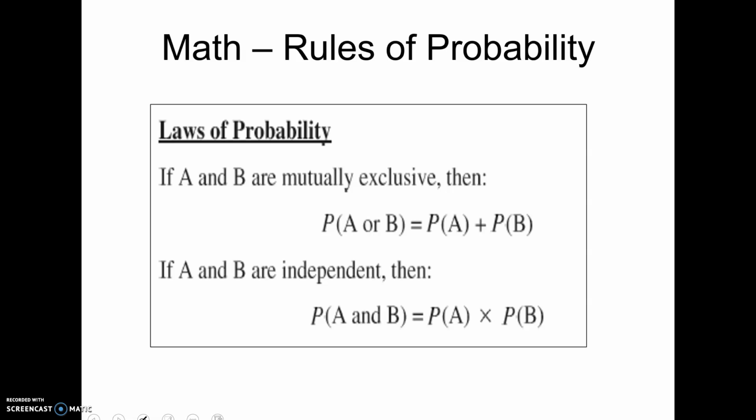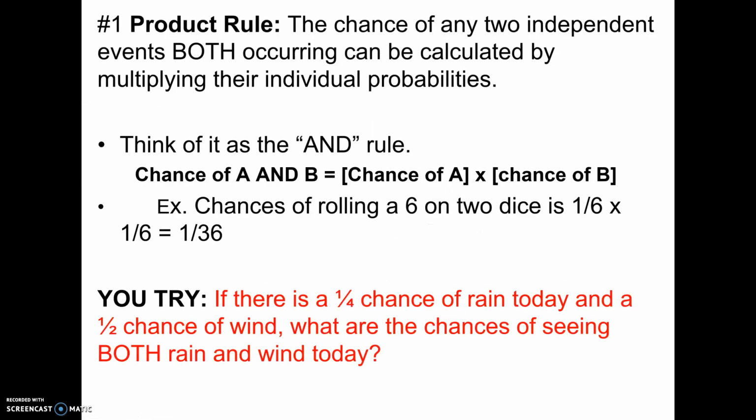You probably are never going to look at this section of the formula sheet and use these from the formula sheet, but it is likely that you'll use one of these, particularly the product rule, when you're solving some of the genetics problems. So I want to run through these real quick. The first one, the product rule, says that the chance of any two independent events both happening can be calculated by multiplying their individual probabilities. Let me explain what that means.